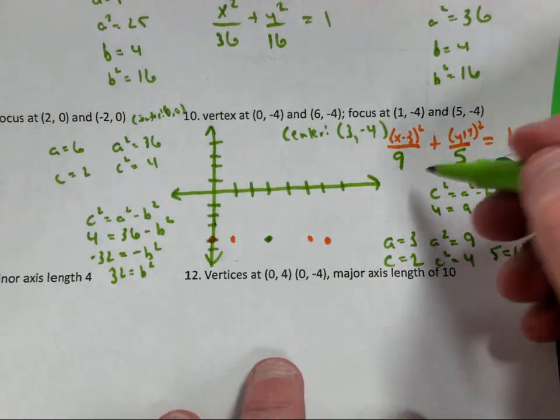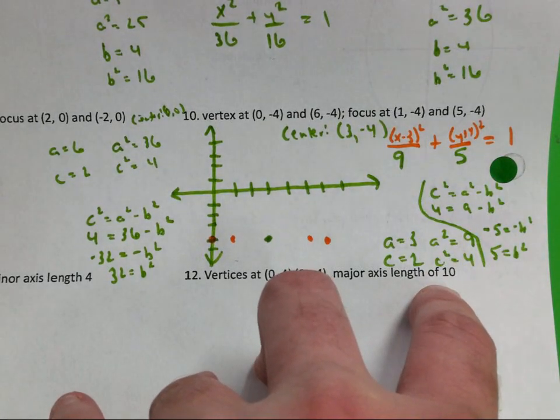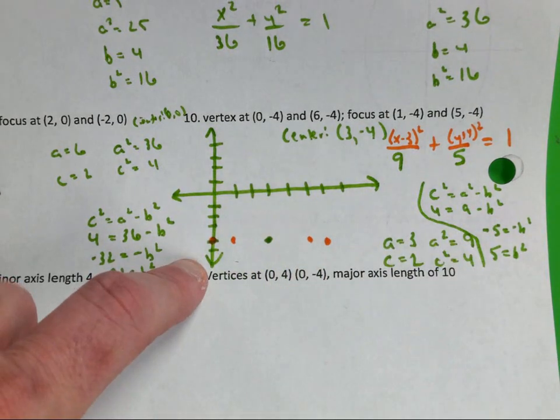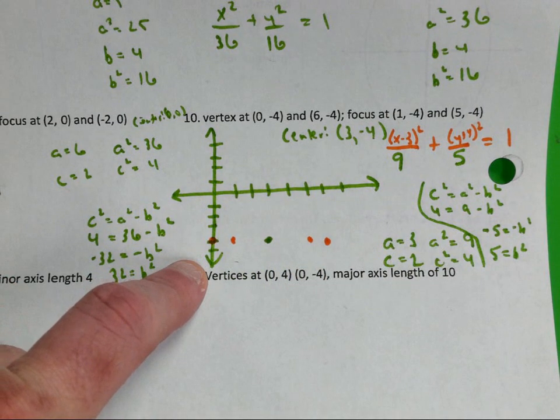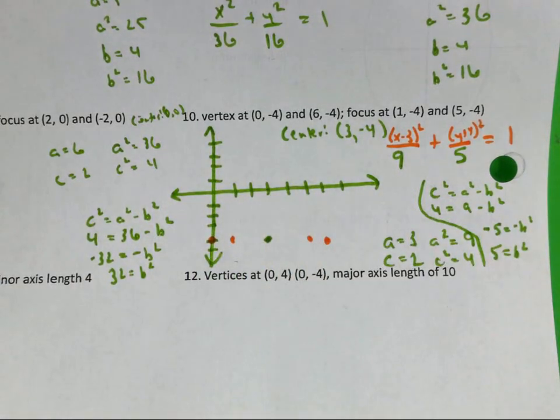How'd you find C? Okay, C is the length from your center to your foci. Here's my center, and I went 1, 2 units. Just counted over. Except for A, you did the same thing. A, I counted over to 3, yes.